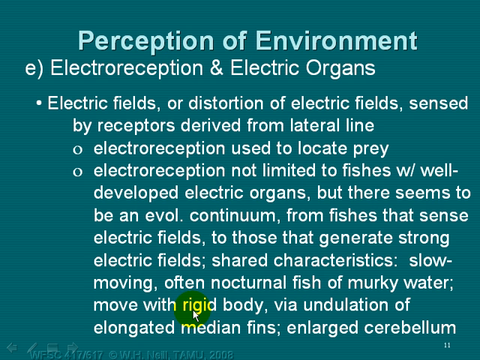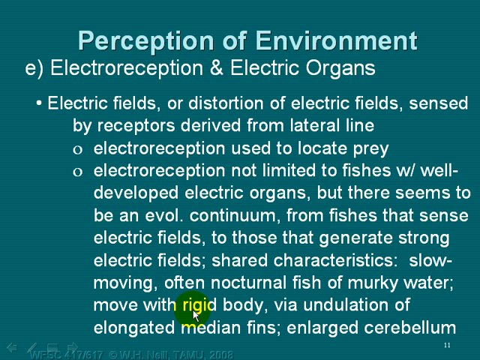Electric fields and the distortion of electric fields that are generated by the animal itself, as well as electric fields that are coming from external sources, are sensed by receptors that are derived from the lateral line system. I mentioned already the ampullae of Lorenzini in sharks. Fish use their electric sense both as a sensory device as well as, in extreme cases, as an attack device or a defense device.